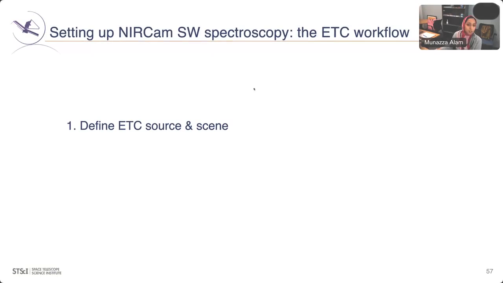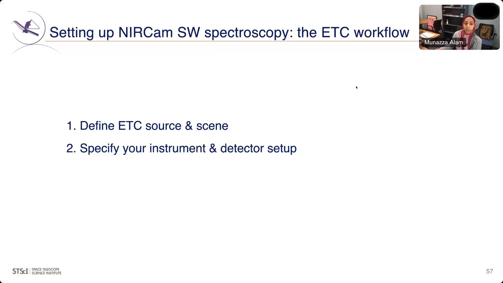We'll start off and define our ETC source and scene for whatever target you're interested in observing. Then you'll want to specify your detector and instrument setup. Remember that we are simultaneously observing in the short wavelength and the long wavelength, so you'll want to do the setup for both short and long wavelengths.